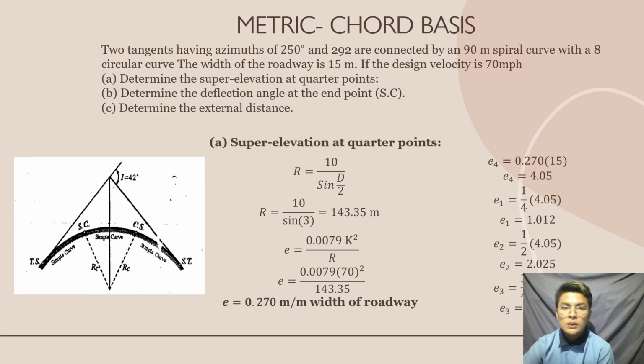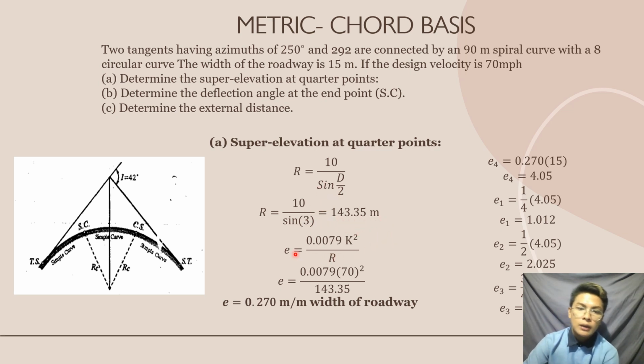Next is using the metric chord basis, with the same given as earlier, but in this problem we have a different way of solving our radius of the curve. Using the formula, r is equal to 10 divided by sine of the degree of the curve divided by 2. Our degree of the curve is 6, so 6 divided by 2 is 3. So we have r is equal to 143.35 meters.